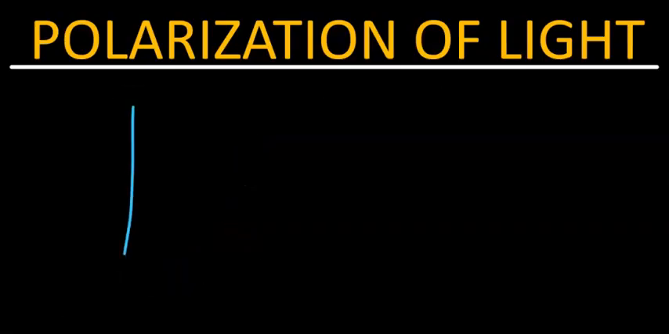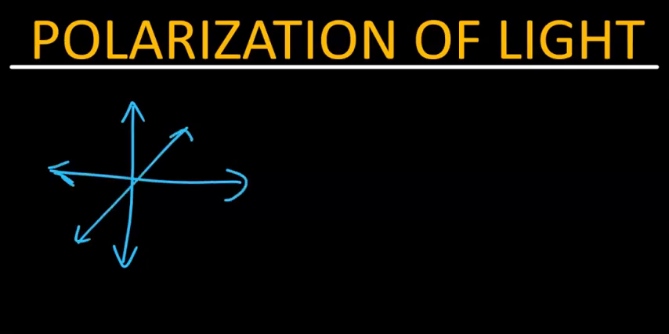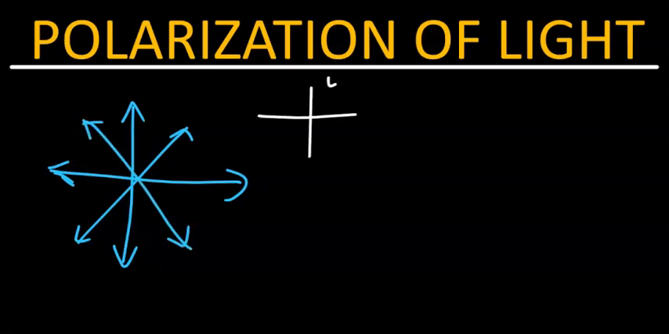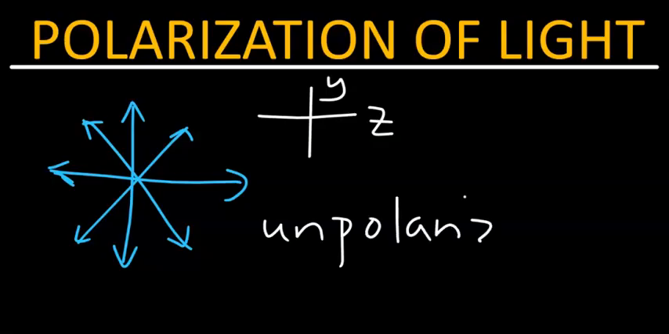If the E field, or the electric field vector, is oscillating in the following manner, like that, pretty much everywhere on this, let's say, YZ plane, with the direction of propagation of this electromagnetic wave for light along this x-axis, then such a light is known as unpolarized light.